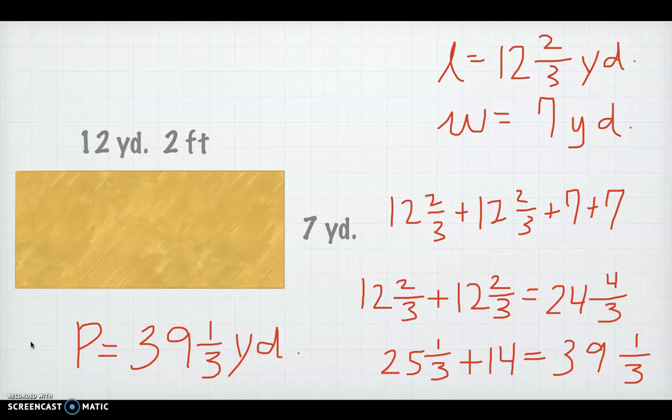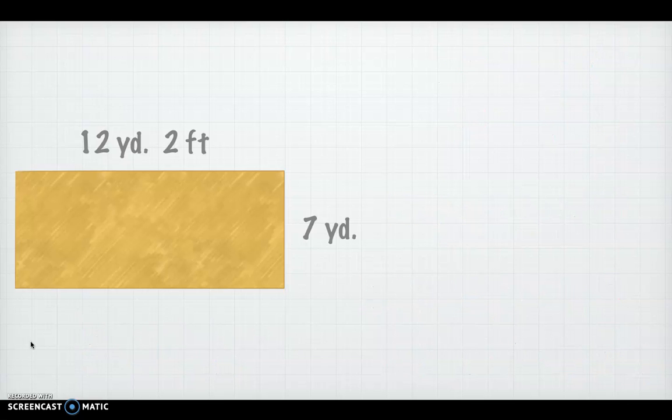The next example is whenever I change it to the lesser unit. I'm using the same rectangle and the same measurements. I do know just by looking at those measurements that my lesser unit is going to be feet. So my goal is to change all my measurements to feet. So I have to change the 12 yards to feet, and I have to change the 7 yards to feet. There are 3 feet in 1 yard, so I'm going to multiply 12 times 3.